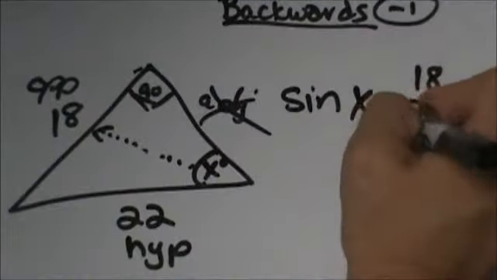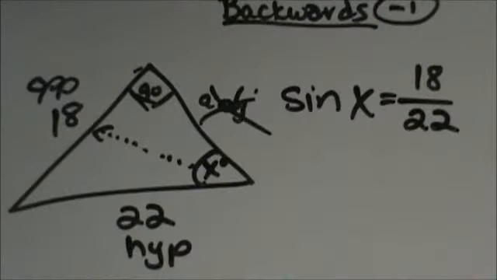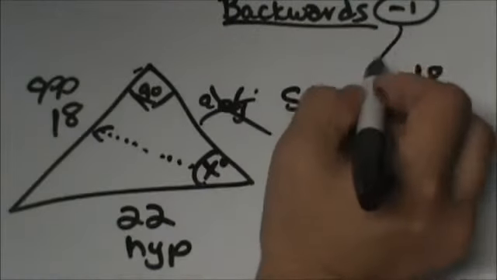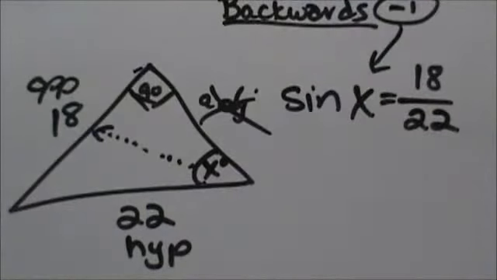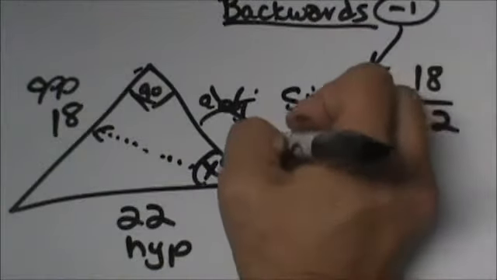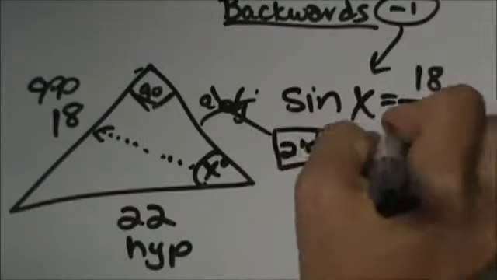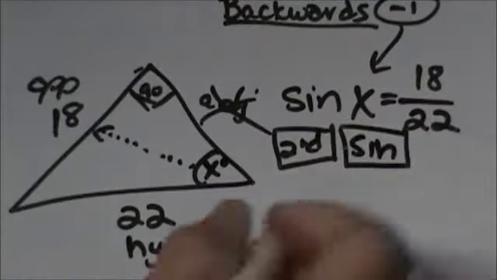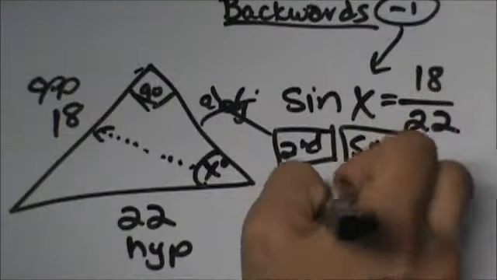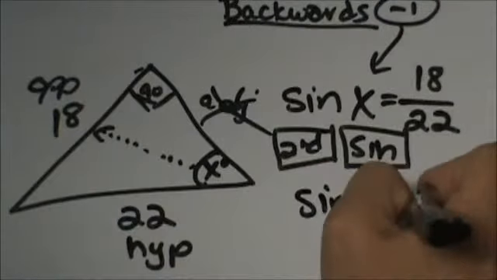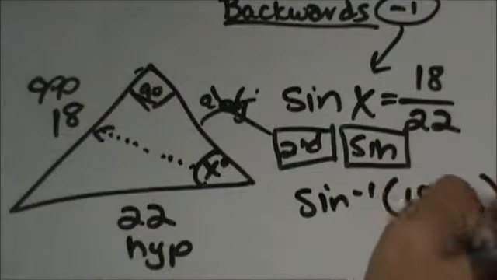which is 22. Okay, now since we're going backwards, we're going to have to use that inverse button. So I'm going to do the second sine to get x, or sine to the -1 of 18 over 22. So let's type that in.